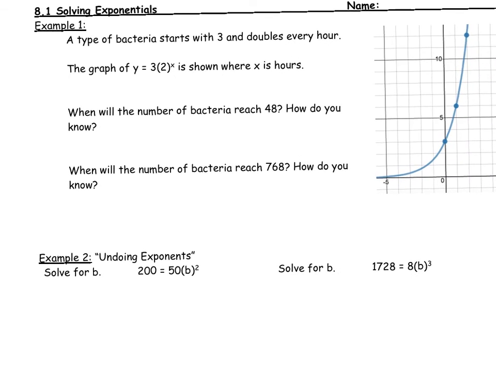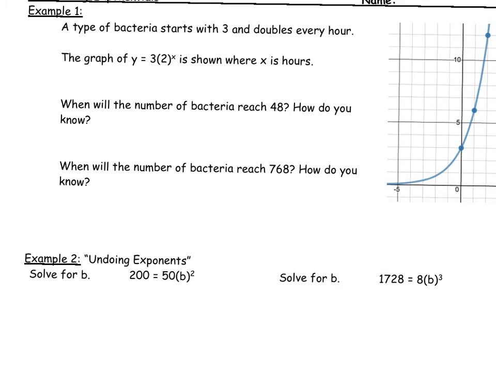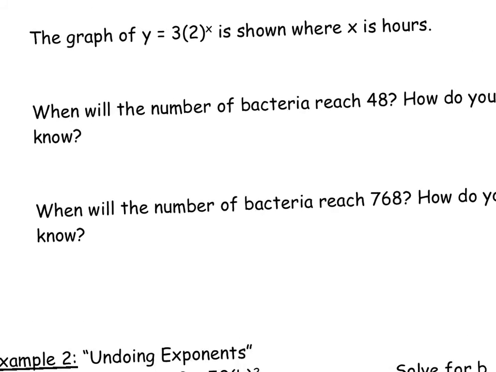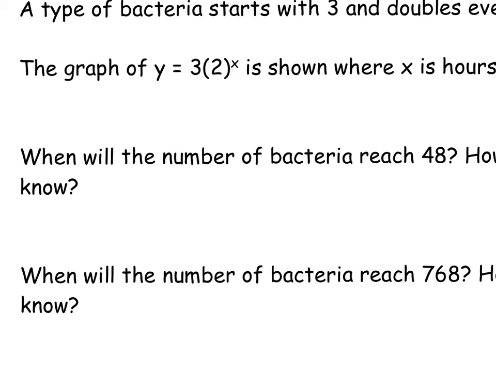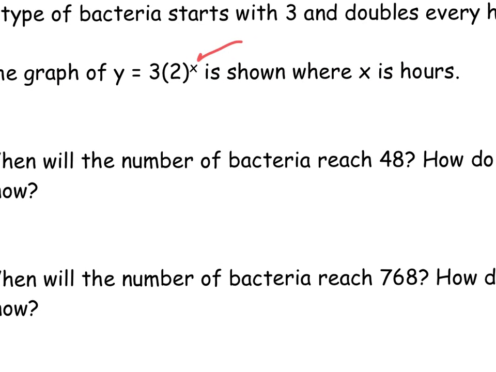There's a graph over here for this function that says a type of bacteria starts with 3 and doubles every hour. So here's the equation for it. And we're going to talk about this equation. This is an exponential equation because our variable is an exponent. The graph of y equals 3 times 2 to the x power is shown here, where x is in hours. This is usually time, your exponent.